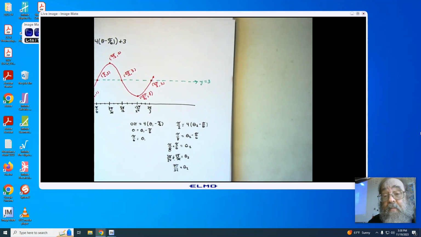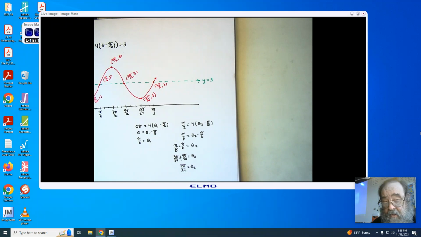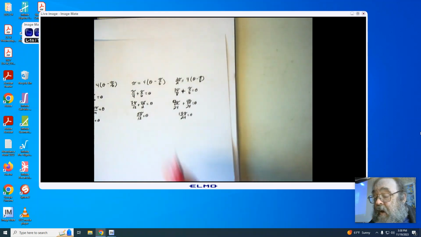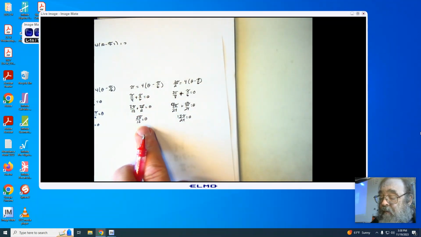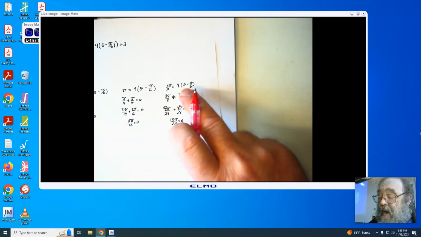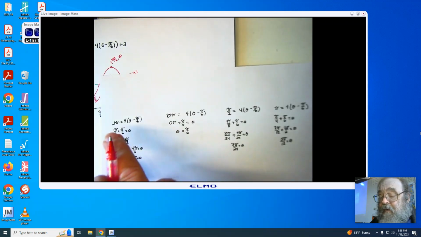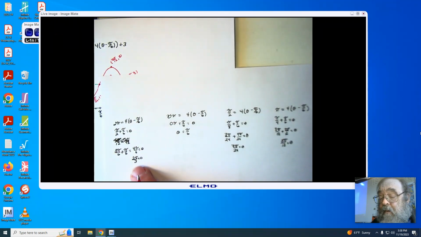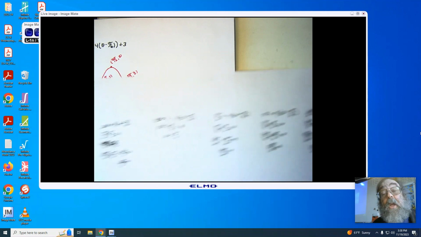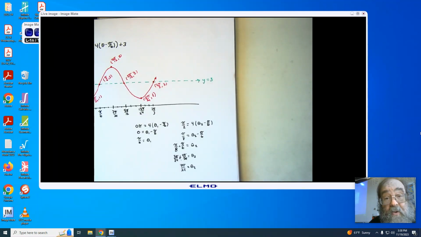Now, I can keep doing this. I can then set pi equal to the same thing and find the pi over 12, or take 3 pi over 2, set it equal, and find 13 pi over 24, and then finish with 2 pi and do the same thing. I can then do my negative pi over 2, negative pi, negative 3 pi over 2, and negative 2 pi, and I can find all 8 values.